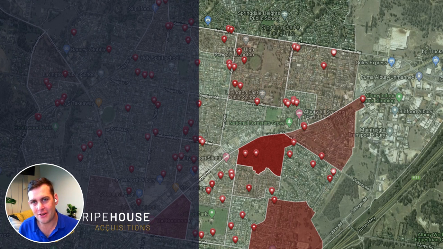How does public housing impact us as property investors and the actual properties that we end up purchasing?